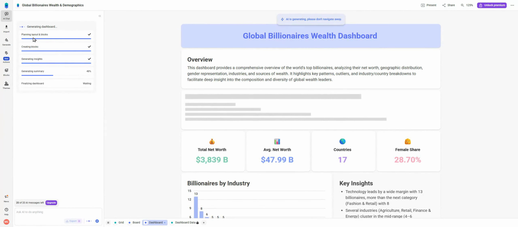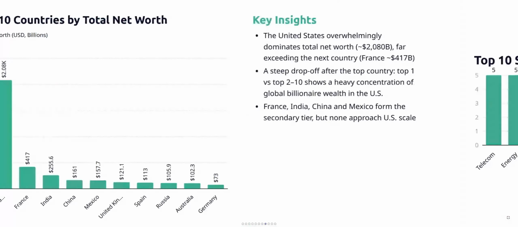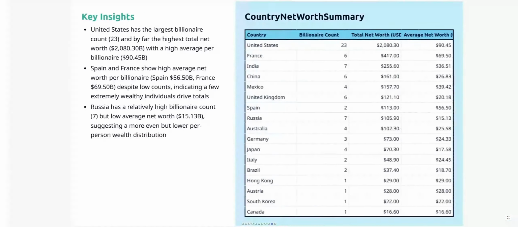Our Global Billionaires Wealth dashboard is complete with 6 stunning charts and 2 comprehensive tables covering industry breakdowns, geographic wealth distribution, age correlations, and gender analytics. We can instantly customize the theme to match our brand. Now, let's enter presentation mode for that professional boardroom feel.